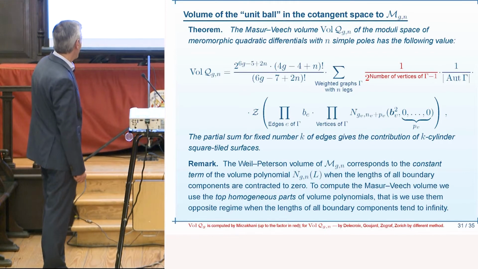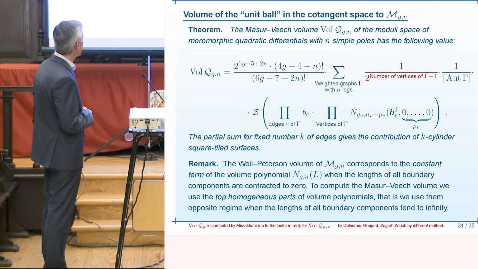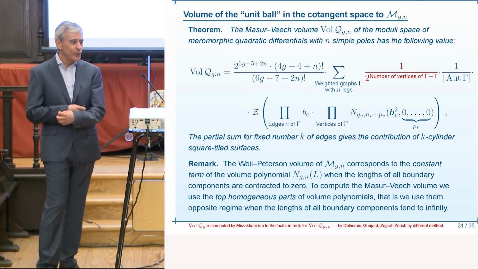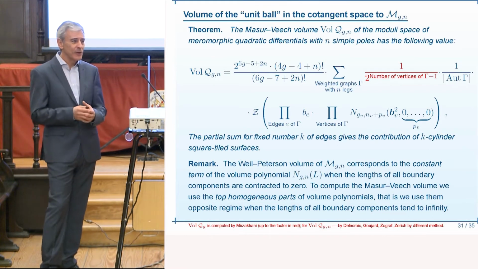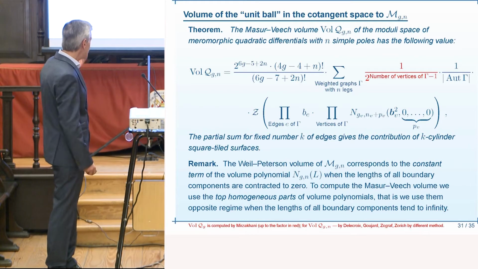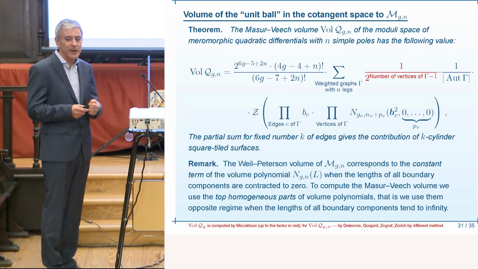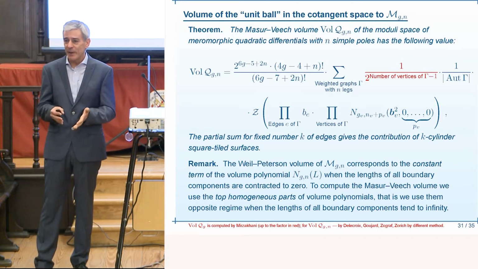And the funny observation is that the Weil-Petersson volume of M_g,n corresponds to the constant term of Mirzakhani's volume polynomial, while we are interested in the top homogeneous term of the same volume polynomial, so it's sort of the opposite regime. She is interested in the situation when she contracts all boundary components and replaces all b's in this polynomial by 0.